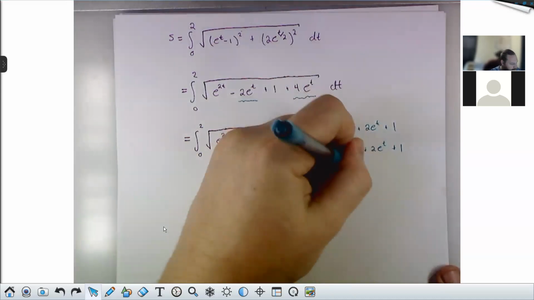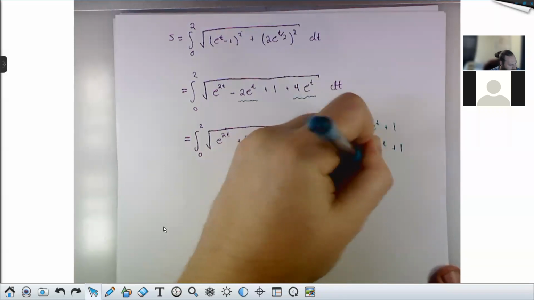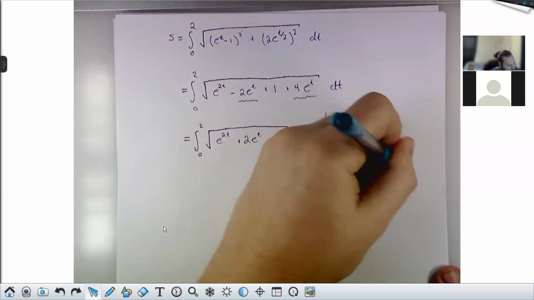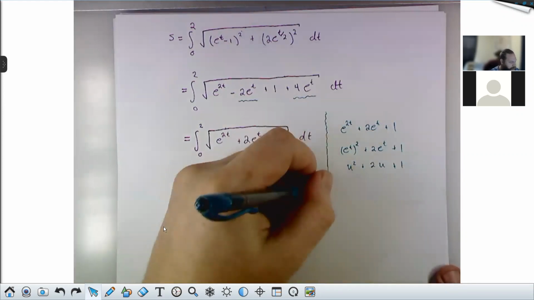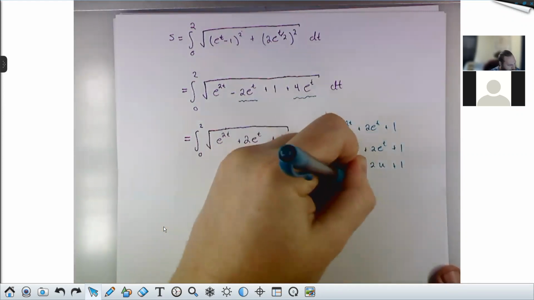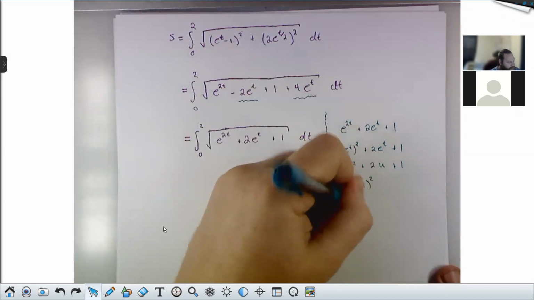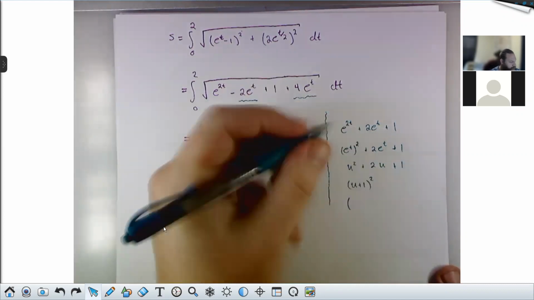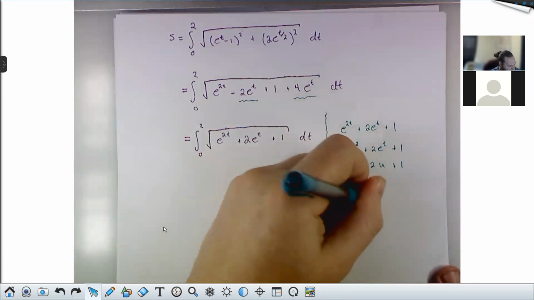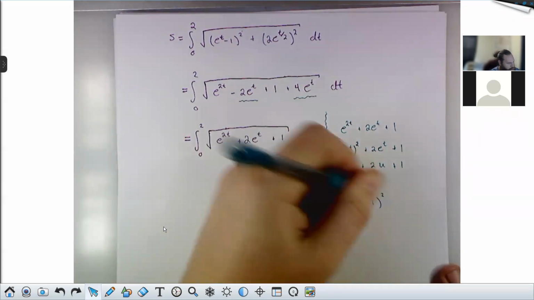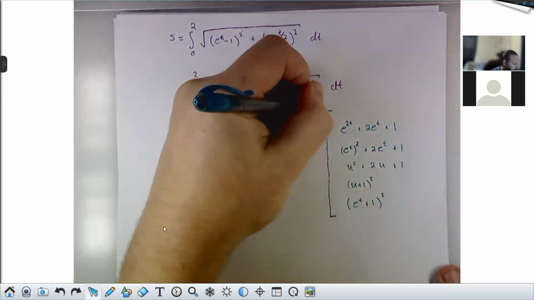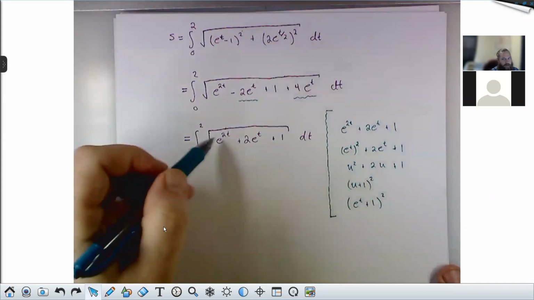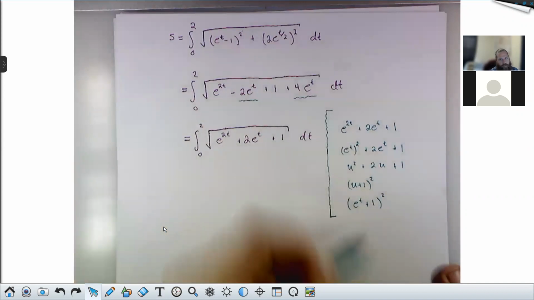If you think of this as like u squared plus 2u plus 1. I'm not doing a u sub in the integral. I'm just thinking about how to factor this. This factors as u plus 1 all squared. So e to the 2t plus 2e to the t plus 1 is e to the t plus 1 all squared. Some people like to do this factoring in their heads, just looking at this, but I'm writing this here just so you can see where it's coming from.